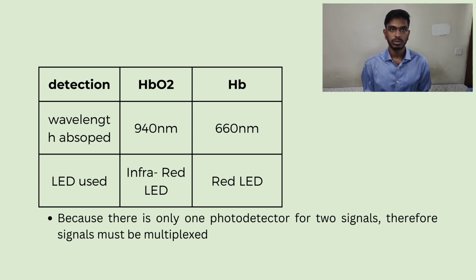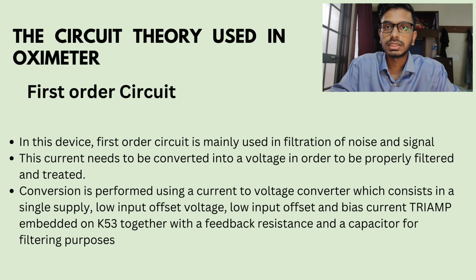Deoxygenated hemoglobin has absorption at 660 nanometers and uses red LED light to generate that wavelength. On the other hand, oxygenated hemoglobin has an absorption at 940 nanometers and uses infrared LED to generate that wavelength of light. Samples cannot be taken at the same time because there is only one photodetector for two signals, therefore signals must be multiplexed. Now, let's discuss the circuit theory used in the oximeter.